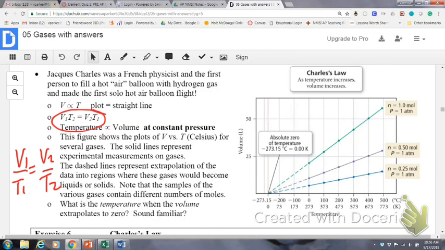But volume and temperature, are they directly or indirectly proportional? Directly, right. If I heat the particles and speed them up, the volume increases, right? Anybody ever leave a bag of chips in your car, and what happens when you come back? It popped, or it's very puffy, because the volume expanded when the temperature increased.